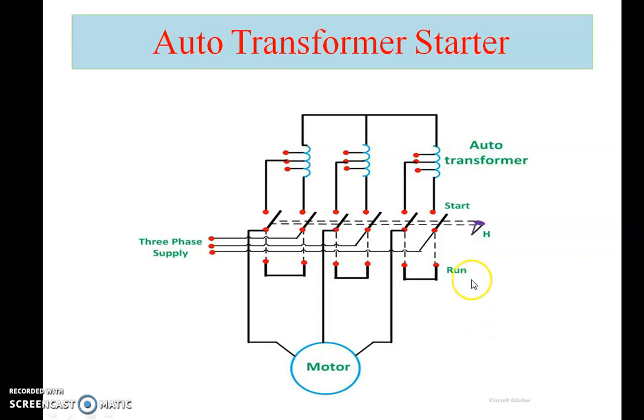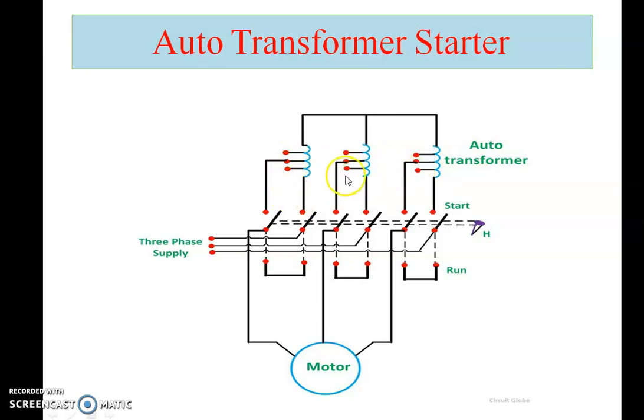So just imagine I have connected to the second tap of the auto transformer. This is a tapping. So this is the first tap, second tap, and third tap. Tapping means tap. Just imagine this is now connected to the 50% tapping. These are the three windings: first winding, second winding, third winding.